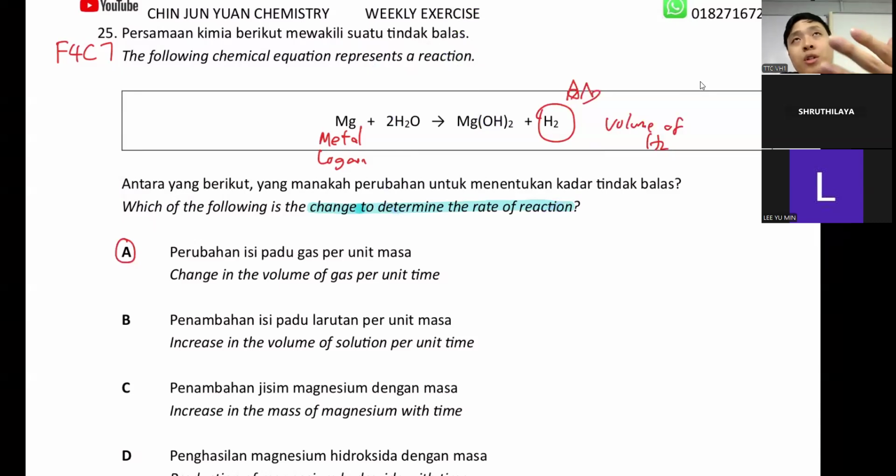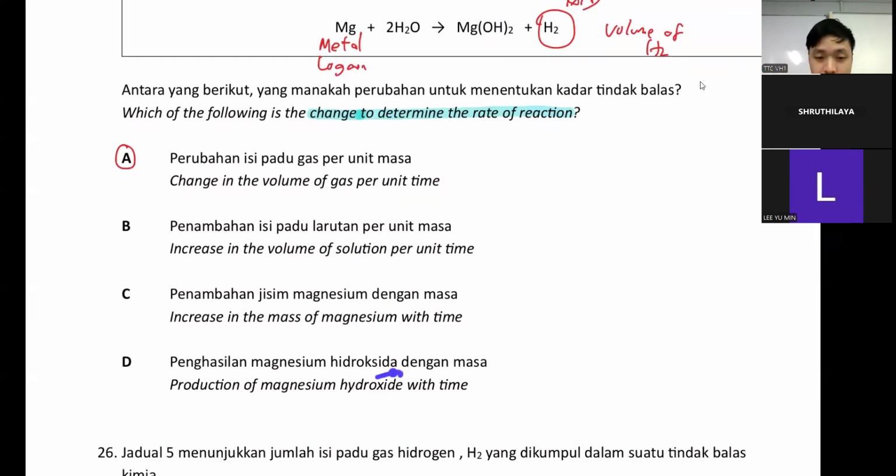You use time to measure how much H2 is produced. Not this. Normally you measure the volume of gas produced, not the solution, not the magnesium hydroxide. No.